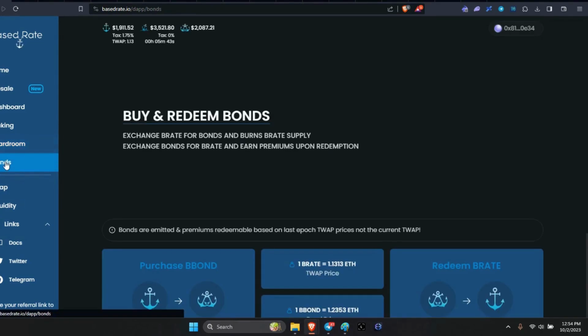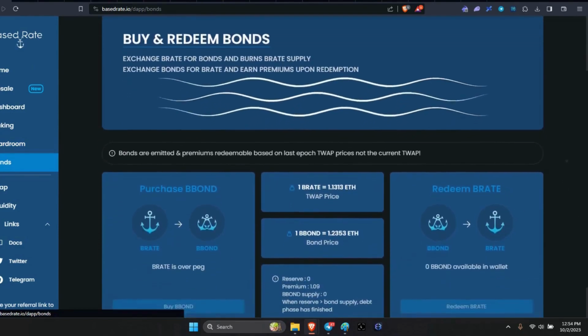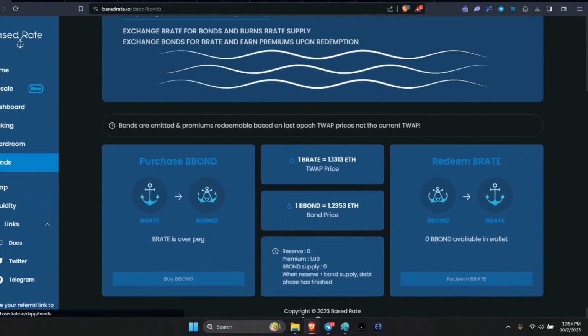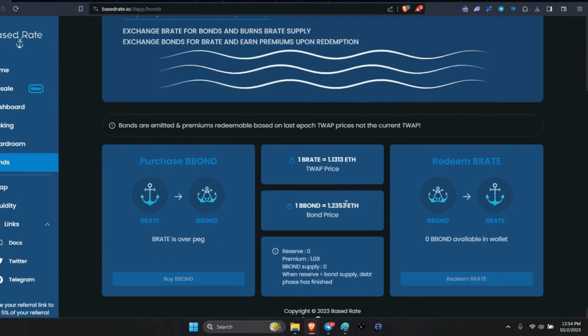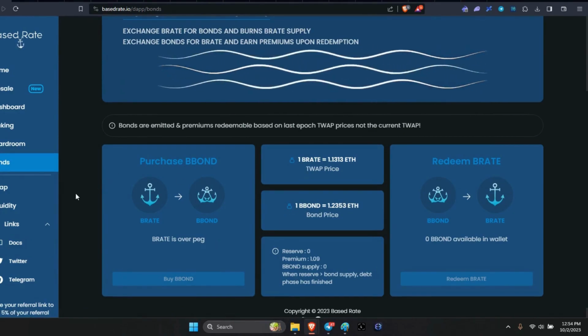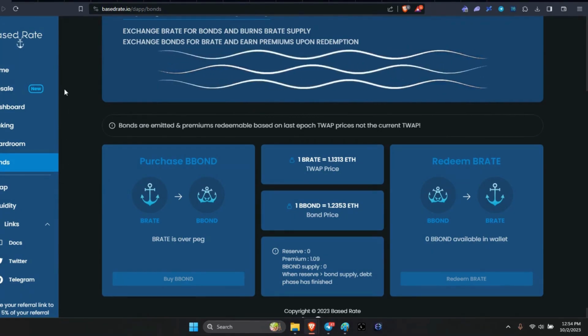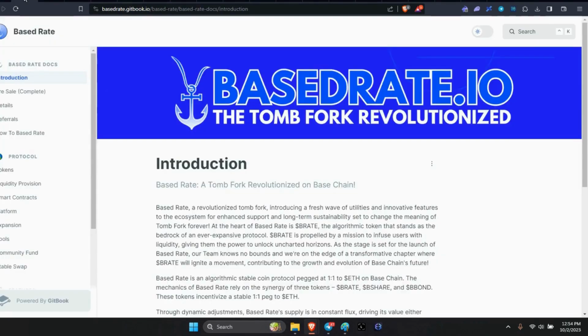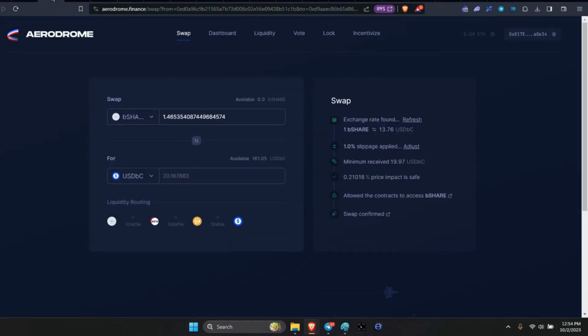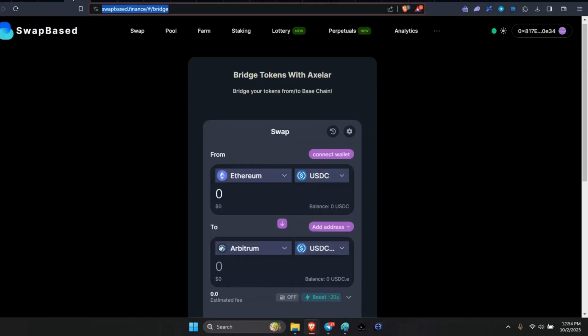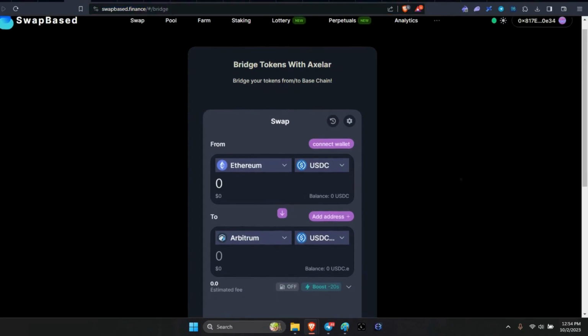Then, of course, the bonds, you can't buy bonds right now because the swap is over 1.10. So it is as it is. Now, L7, I need to get here. Okay, let's get you here. Now, like I said, there's many, many different options out here. You have Aerodrome, which they actually use for the base rate protocol. You have swap base. This is what I used in the beginning to get my funds from Binance to the base blockchain.